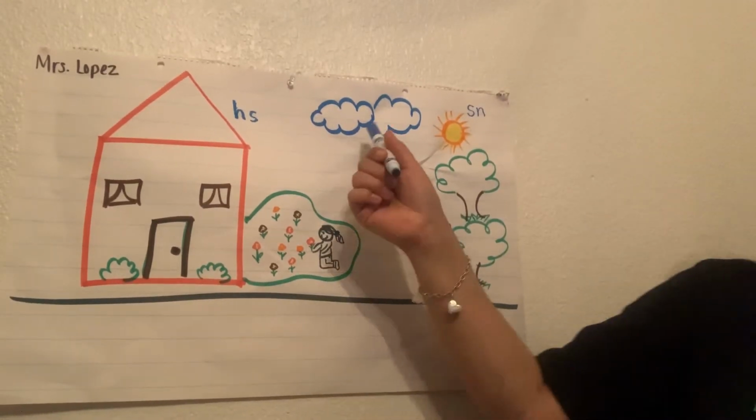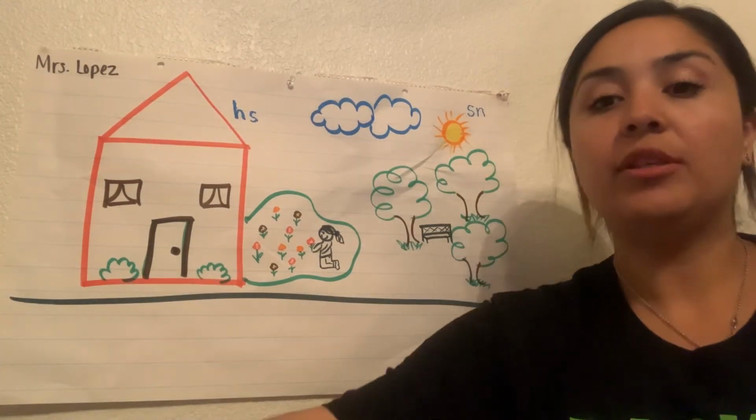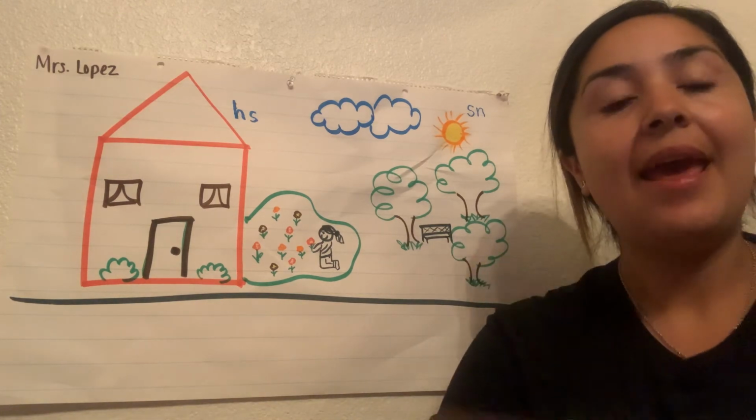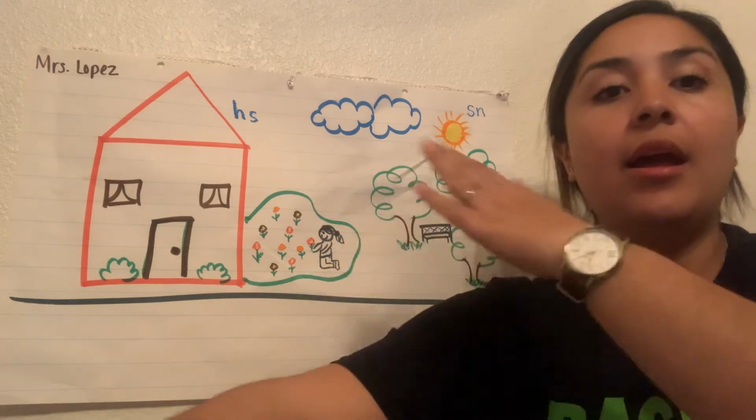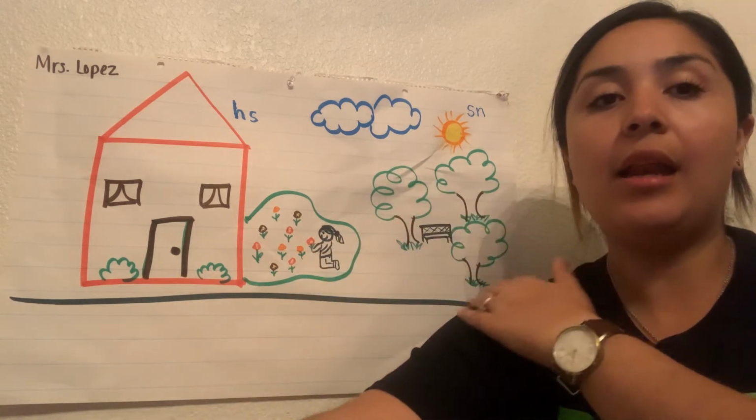Let's go ahead and label cloud. Cloud. So I'm going to go ahead and extend my sound so that I can really hear the beginning and the ending, okay? Cloud.